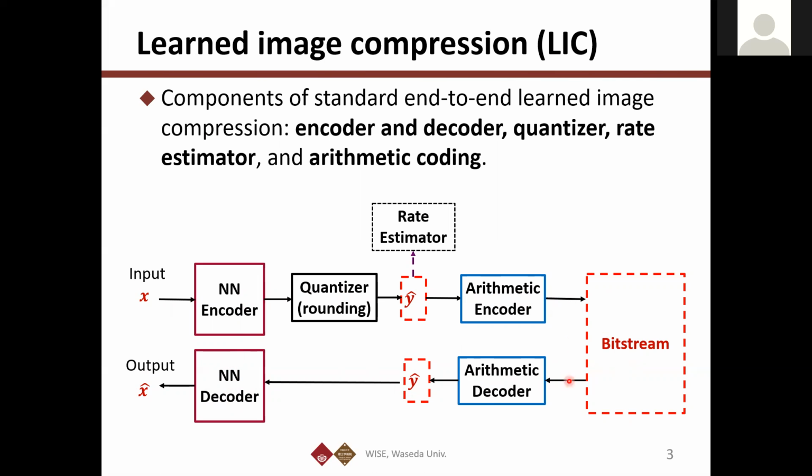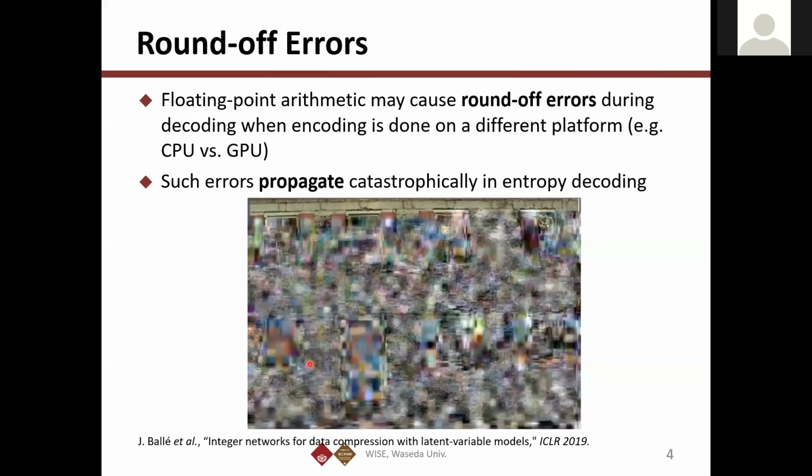But there are two problems with floating point arithmetic. The first problem is round-off errors. Floating point arithmetic may cause round-off errors during decoding when encoding is done on a different platform. For example, if we do the encoding on the CPU and the decoding on the GPU, this round-off error might happen, and such error will propagate catastrophically in the entropy decoding. As a result, as you can see in this figure, the decoding will be incorrect.